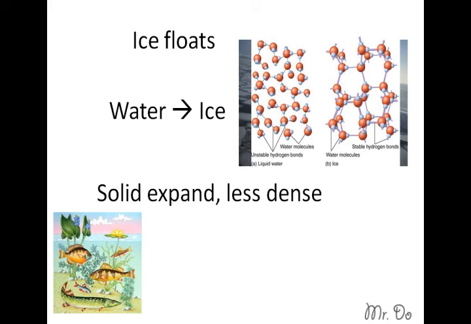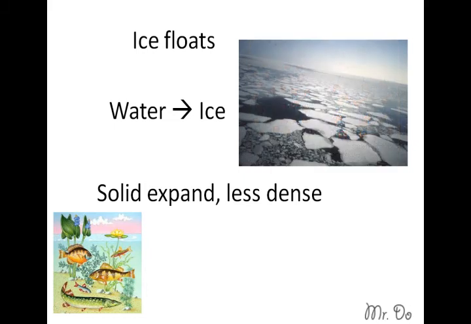On the left-hand side of the molecule, you see when water is a liquid, it's very tightly compact together. But when it turns into ice, it expands and becomes less dense. It becomes very light, so it floats. So why is this important?